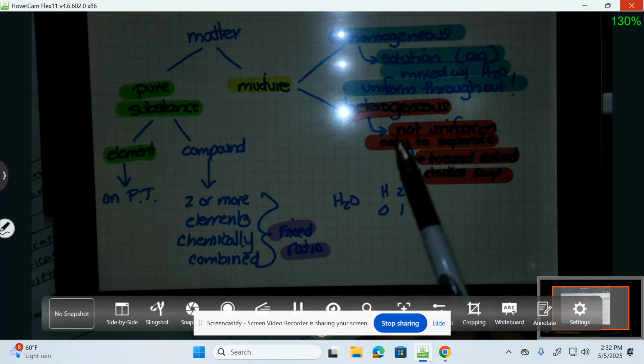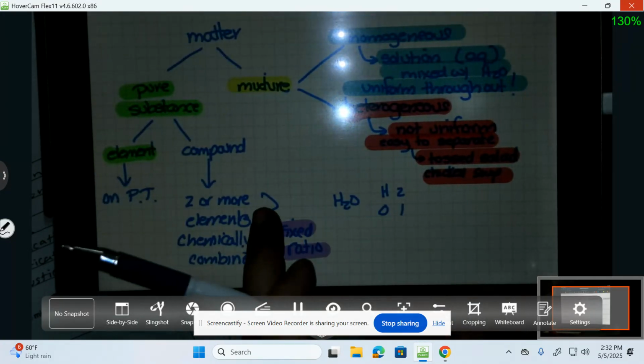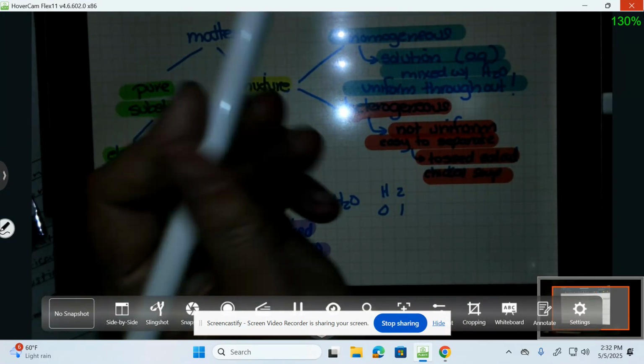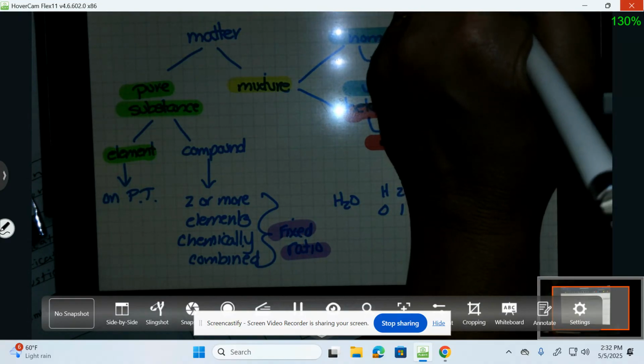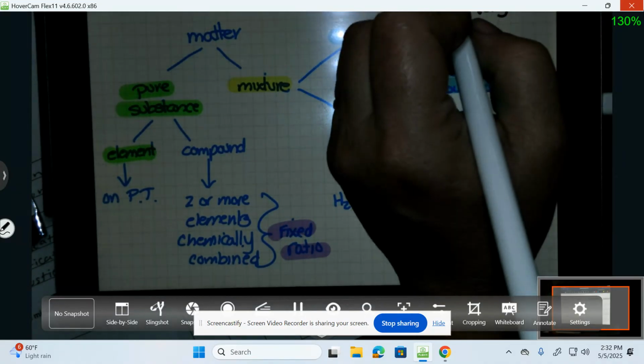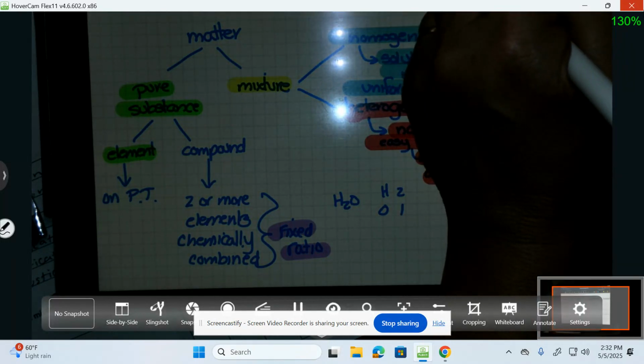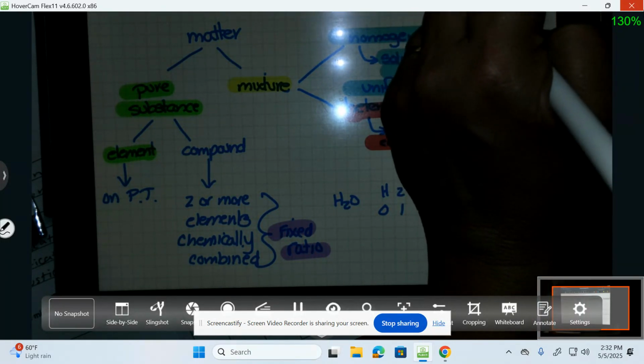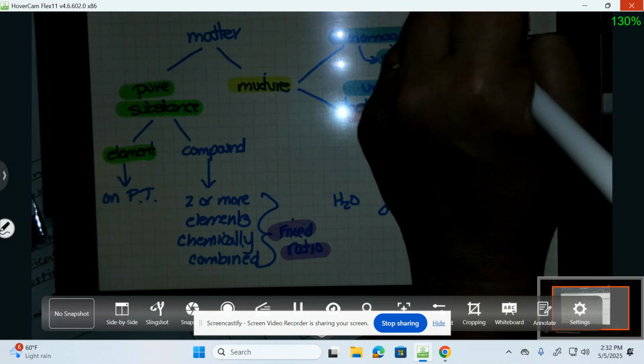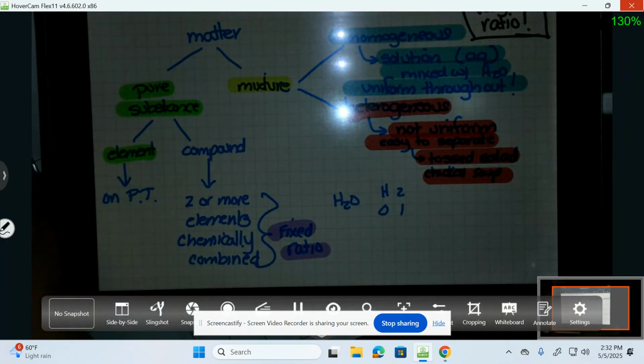I didn't write it down here. Vary in ratio. Let's write it just for fun because it's on tape now. Vary in ratio. This is why I don't leave this thing plugged up, because it starts to do those crazy things with the lines.